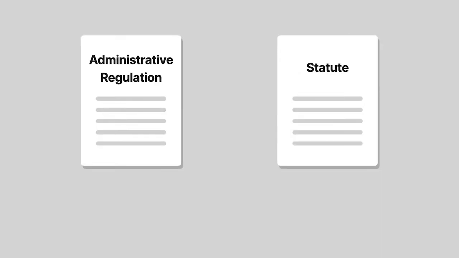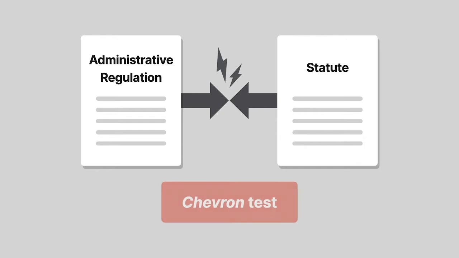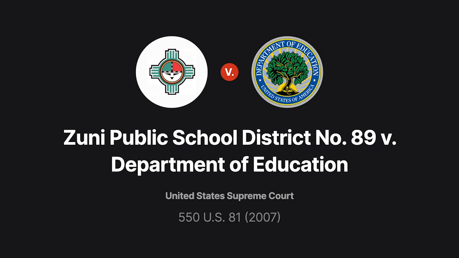When an administrative regulation and a statute seemingly conflict, courts use the Chevron test to determine whether to give deference to a federal agency's regulatory interpretation. The Supreme Court put a Department of Education regulation to the test in Zuni Public School District No. 89 versus Department of Education.